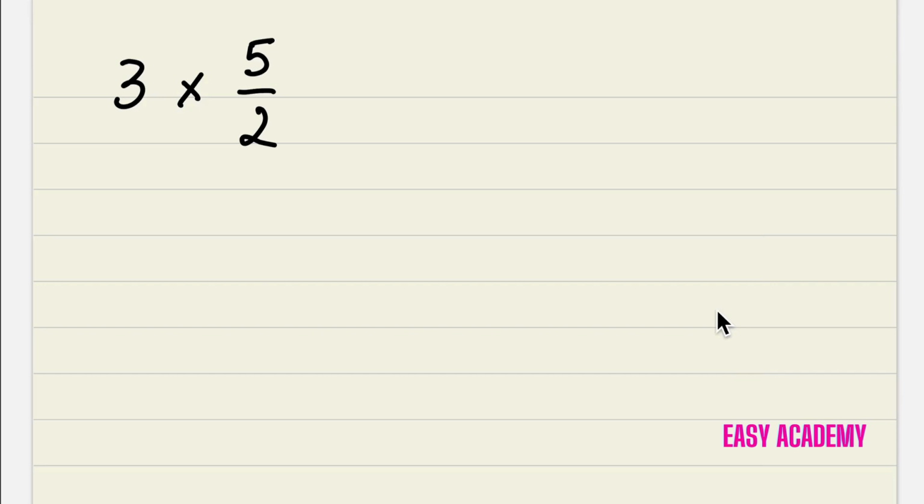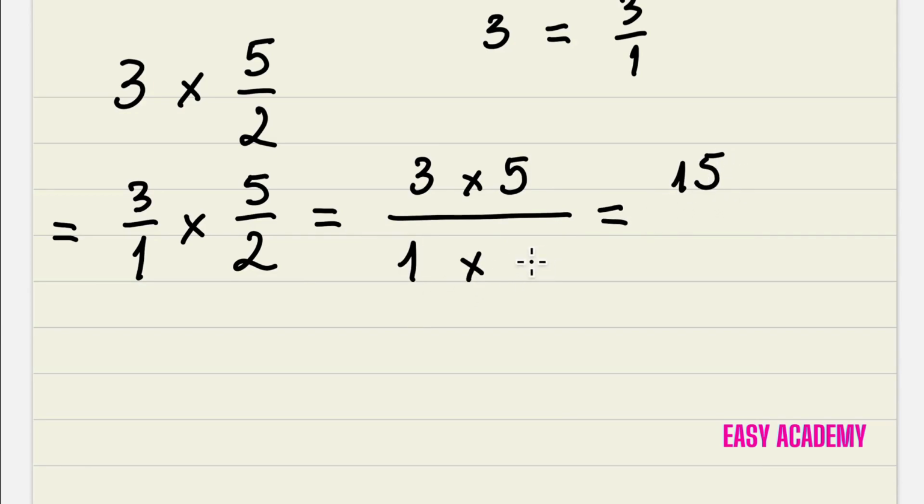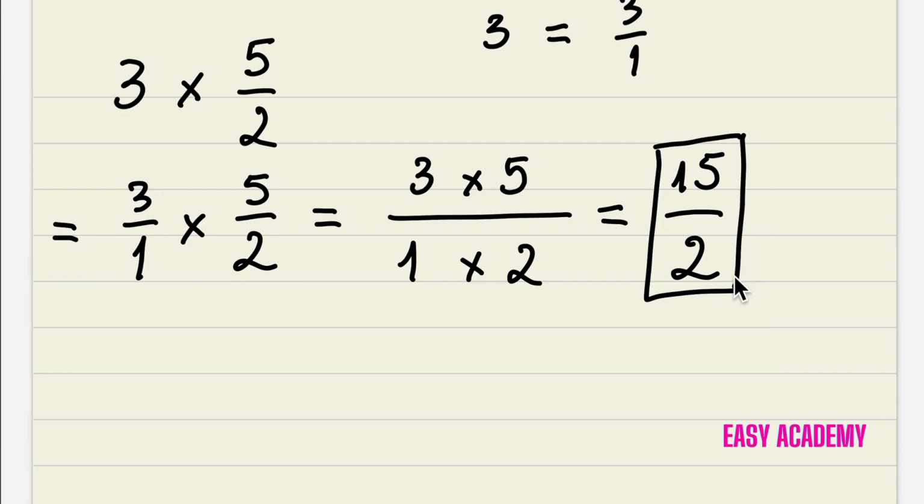There is another example, 3 times 5 over 2. Again, 3 is the same as 3 over 1. So I will rewrite it 3 over 1 times 5 over 2. And now multiply the top numbers together. 3 times 5 is 15. 1 times 2 is 2. And this is the simplest form of the fraction, so that is our final answer.